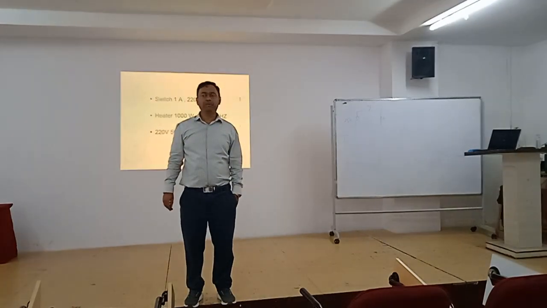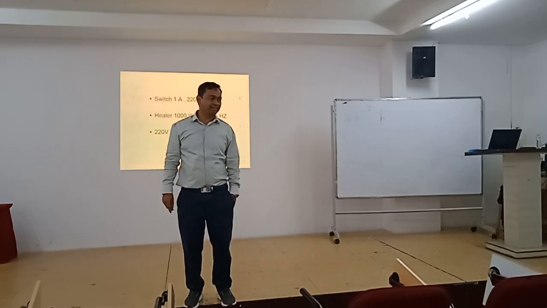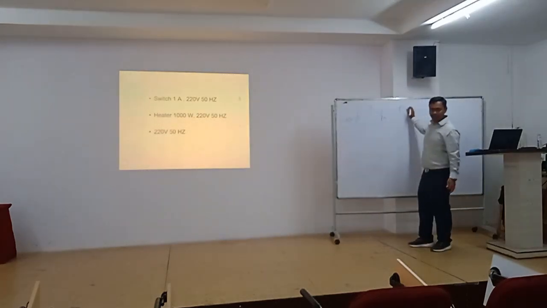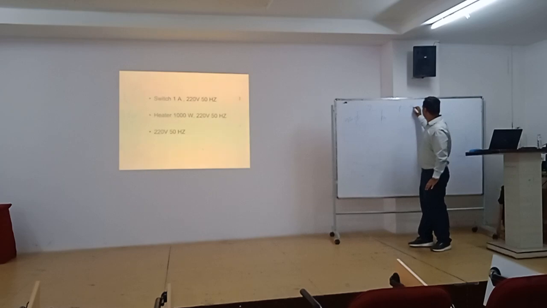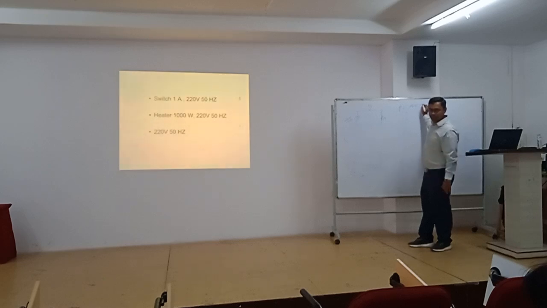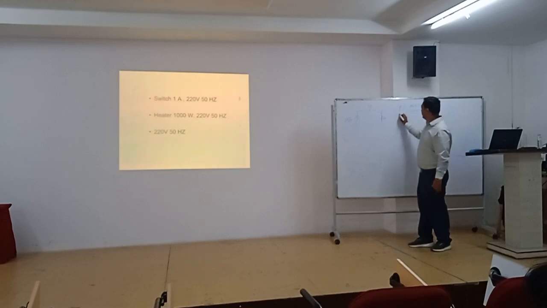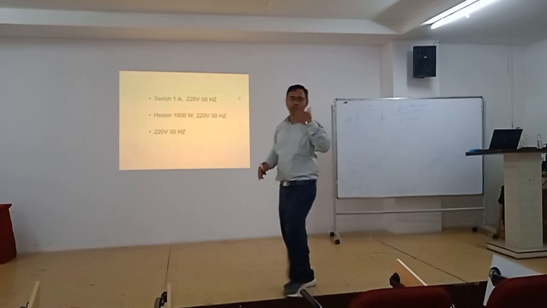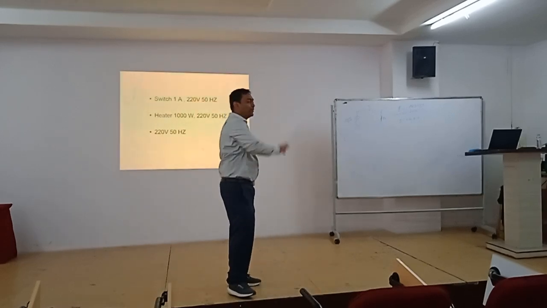1 ampere is the maximum current that your switch can carry. Why? Because whenever you talk about designing, it starts from the equation: power is VI cos theta. Here 1000 divided by 220. Suppose it's a resistance, so you assume power factor 1. V is 220, I we don't know, cos theta is 1, and power we know is 1000 watt. So I is around 4.7 ampere. So as soon as you switch on, your switch will blow off. This circuit will not work at all.